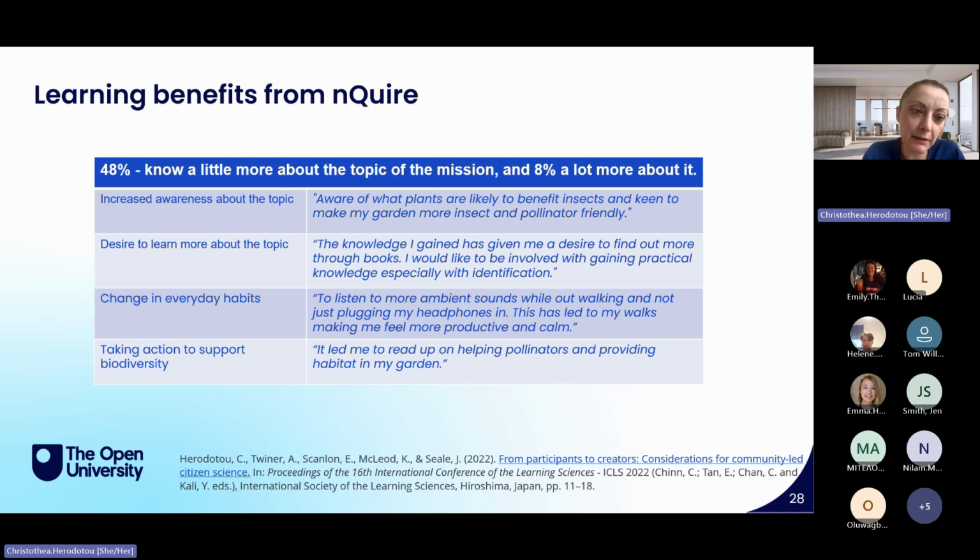And the last one is about taking action to support biodiversity, which I would say maybe is the most difficult learning benefit to achieve. If originally the objective is to achieve increased knowledge and skills, motivating people to take action maybe is the most difficult aspect of learning. We had, though, some participants saying that it led them to read up on helping pollinators and provide habitat in their garden. So you can see here that there was an actual impact following participation in this study about pollinators.